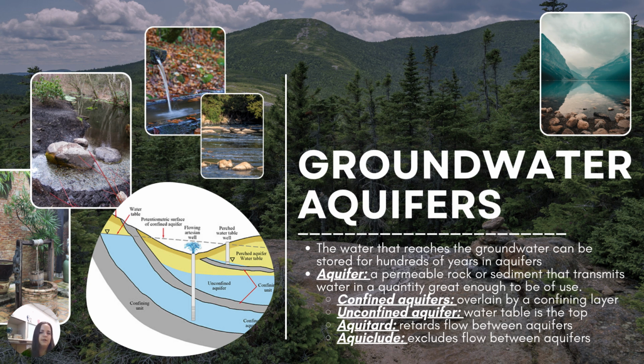So it's generally in some sort of permeable, so high permeability, rock or sediment that transmits water in a quantity great enough for us to use. So it's not considered an aquifer if there's not enough water for us to use it for anything. Okay. So we have a couple different types. We have confined aquifers, unconfined aquifers, aquitards, and aquicludes. Confined aquifers are confined by confining layers. So there's a layer that is not permeable that doesn't allow for the exchange between aquifers.